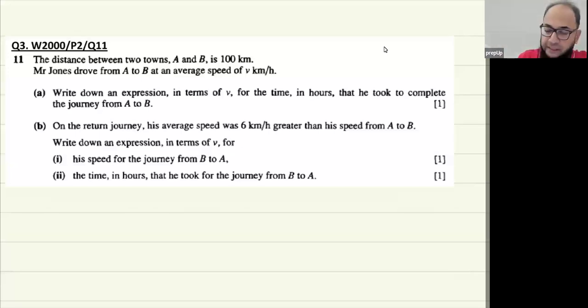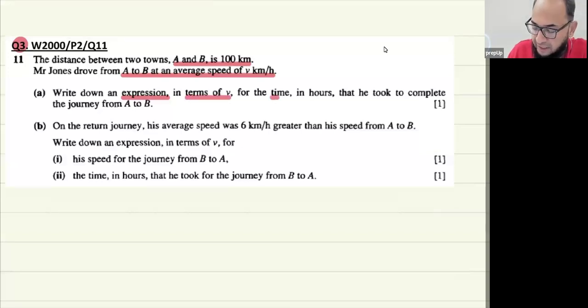Okay, all good. Now let's look at this question. We have solved a question like this. It's time for looking at this question once again. Now it says the distance between two towns A and B is 100 kilometers. Mr. Jones drove from A to B at an average speed of V kilometers per hour. Write down an expression in terms of V for the time in hours that he took to complete the journey.